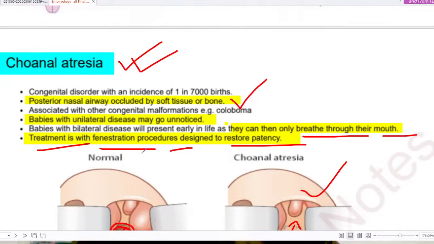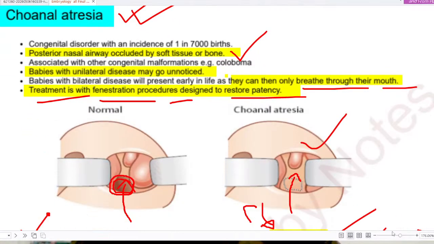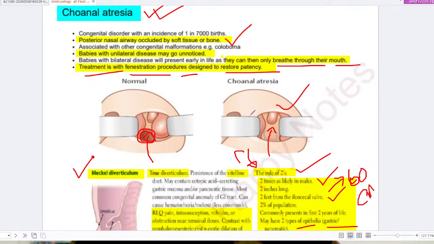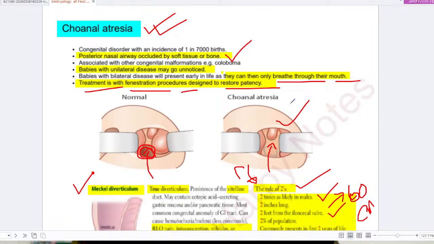Choanal atresia. Choanal atresia also, see, it is not very common. It happens in 1 in 7,000 births. Okay, posterior nasal airway occluded by soft tissue or bone. Normally our nostril is open, but sometimes there could be soft tissue or bone in the posterior aspect of the nostril. So the nose will be blocked.